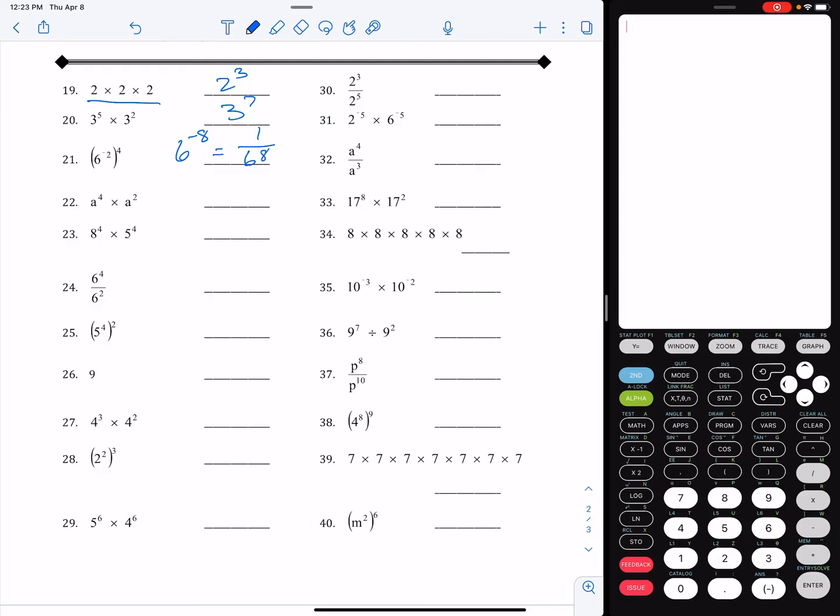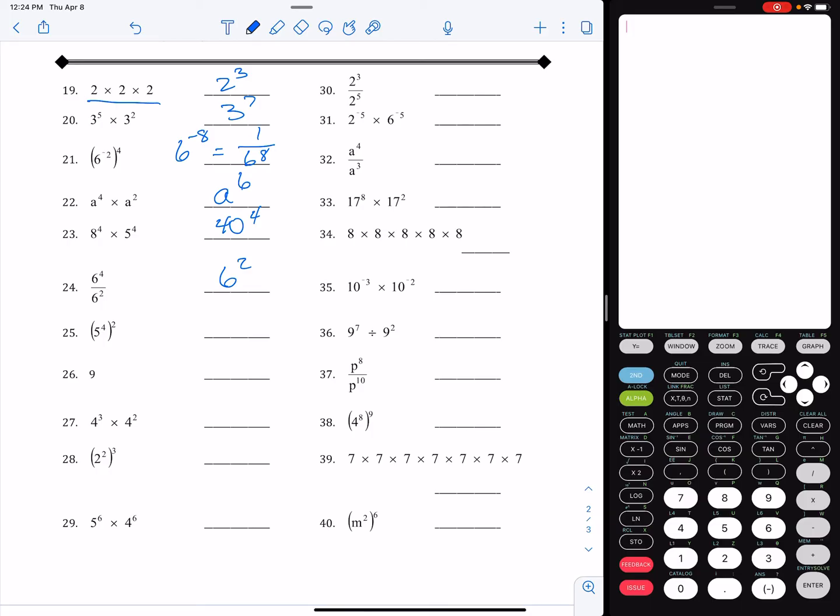Number 22, our bases are alike. Our exponents are different, so we add the exponents. So a to the 6th. Number 23, our exponents are alike, but my bases are different. So in this one, we multiply our bases, and we keep our exponent. On number 24, we have a base with an exponent divided by the same base with another exponent. So if you remember, we subtract our exponents here, so this becomes 6 to the 2nd.